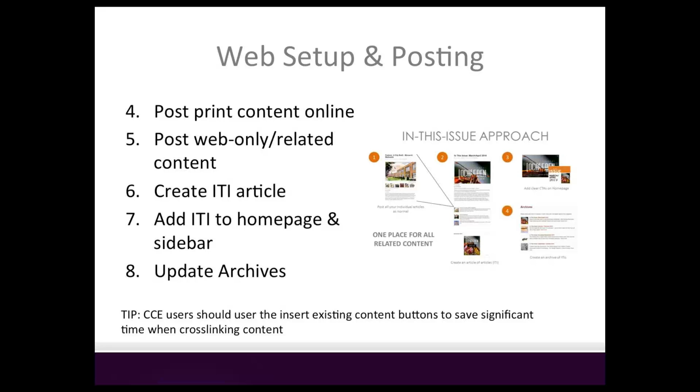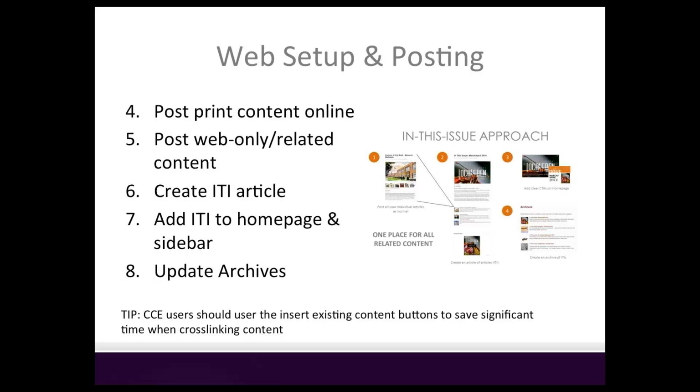Once you've got all of your articles and content posted, now's the time for you to create your, in this issue, your ITI article. Again, this is a roll-up of your content. It's often used as a publisher letter, or at least an introduction to the issue. It should be at least a couple brief paragraphs saying, here's what you can expect, here's some articles, here's some highlights, here's some things going on. It is that brief introduction to the issue. And below that, you should link out to all of the related content, both the print content and the web-only related content.